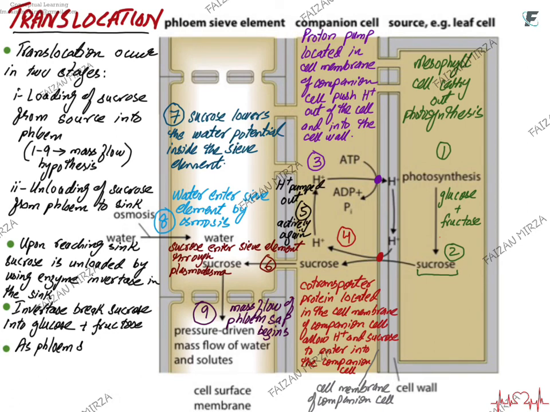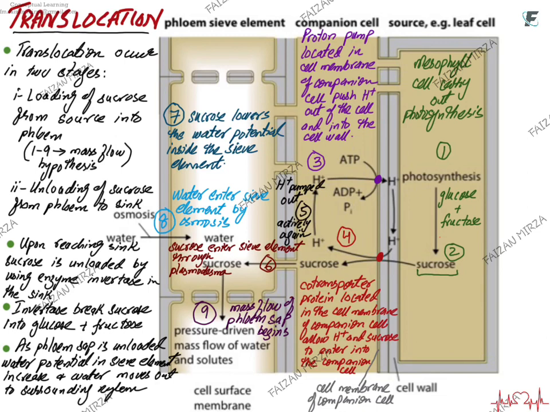As the sucrose is removed from the sieve element, the water potential starts to rise and water starts to move out of the phloem into the surrounding xylem or into the surrounding cells in that region. So water starts to go out as well. When water goes out from that phloem, what's actually happening? This is the end of translocation. The sink was delivered with the sucrose and water moved out of the phloem as well to the surrounding tissue. So this is what's happening in translocation.